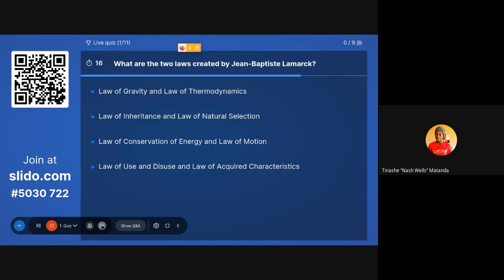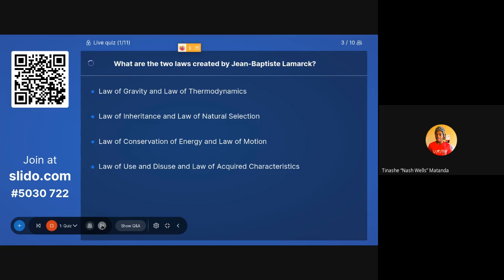What are the 2 laws created by Jean-Baptiste Lamarck? You remember, you are timed there, so you have like 10 seconds left. You have to pick the correct answer and then click send once you have got it. Okay.